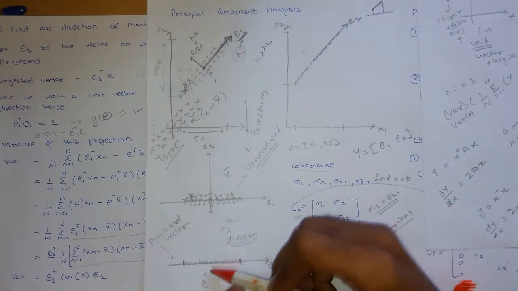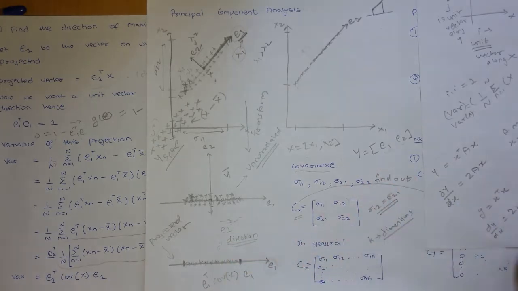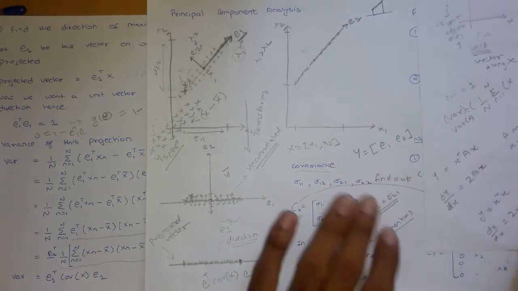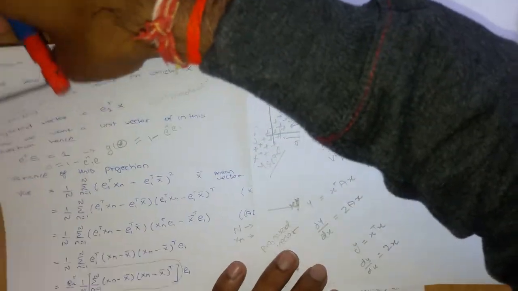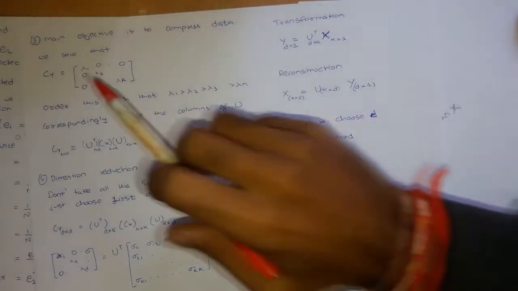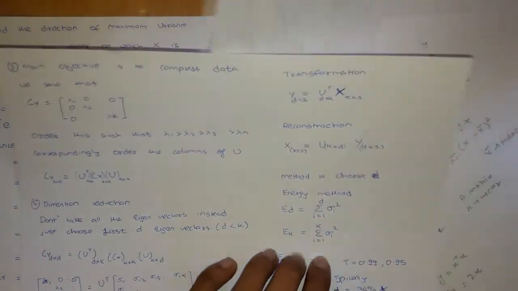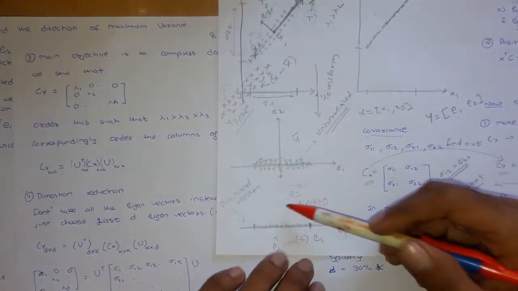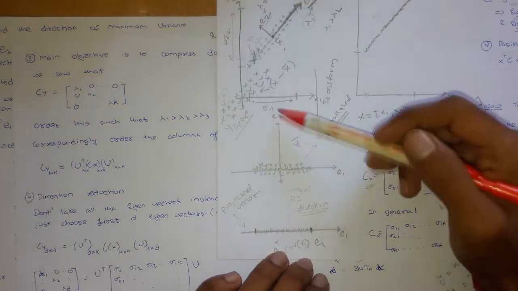Now we want to remove the others. We want to remove E2 or any other which is over here. The main objective is to compress data, so we want to remove this particular axis, those eigenvectors which have small lambda.